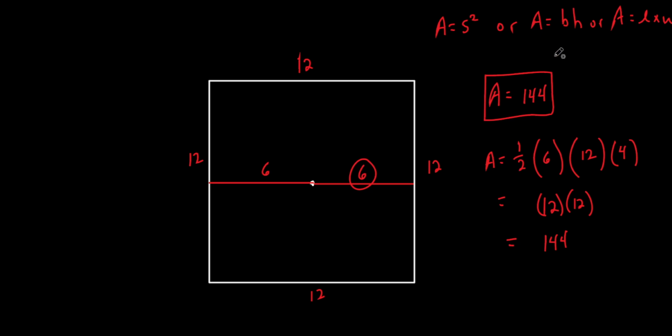Okay, what's another formula? Area is 1/2 the apothem times the perimeter. You put it into any of these, and you're always going to get 144 every single time in this particular problem. Now, that only works when it's a square, okay? But that's how you do it.